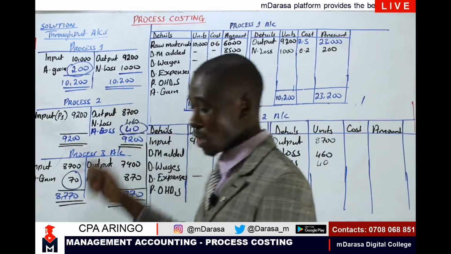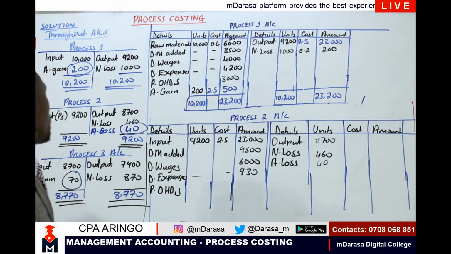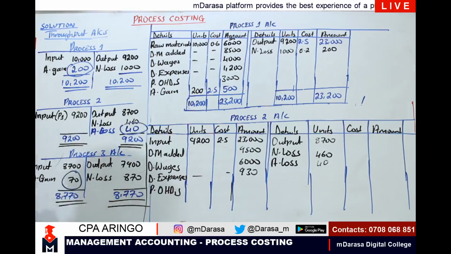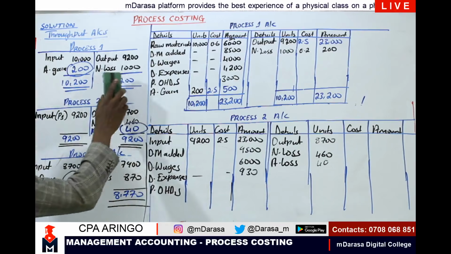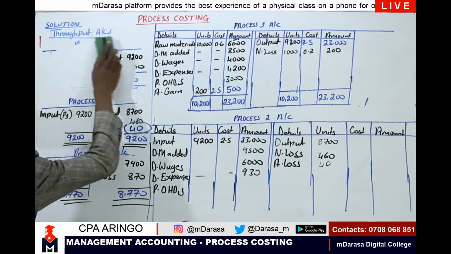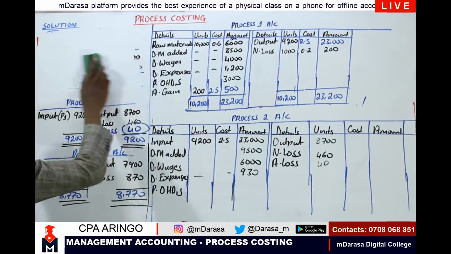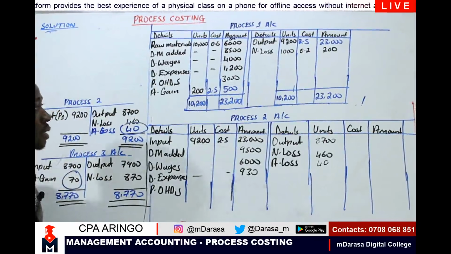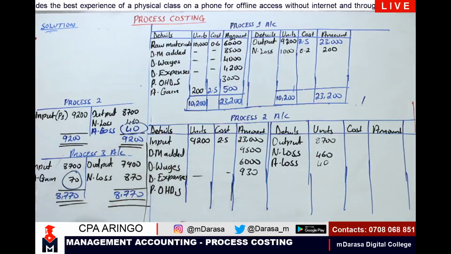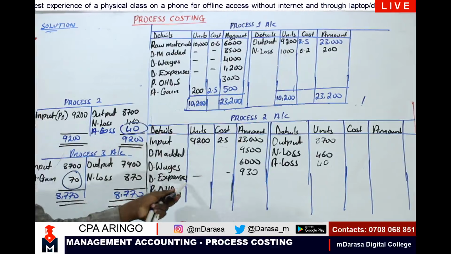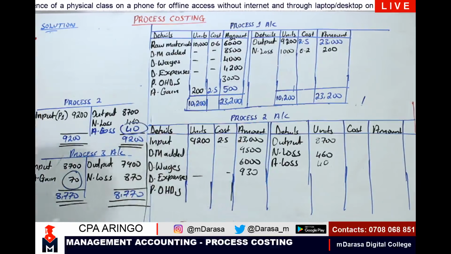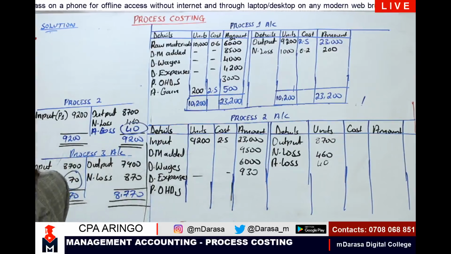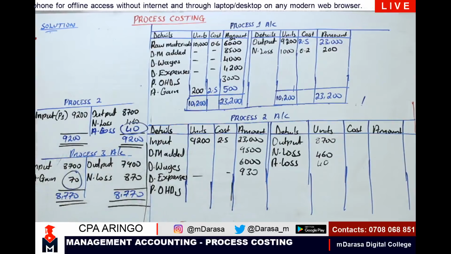Because you are done with process 1 throughput, allow me to erase here. This one is going to assist us, but later on. But because you are done with process 1, after we've noted our value, allow me to erase this throughput for process 1. So, determining our direct production overheads, in this case, total production overhead, as we were given, total production overhead of how much?